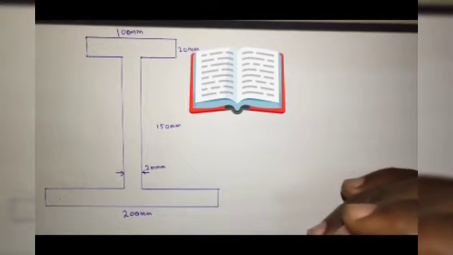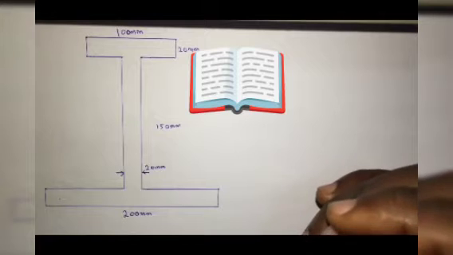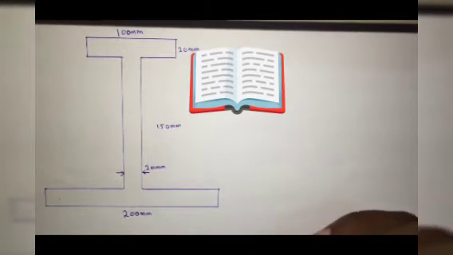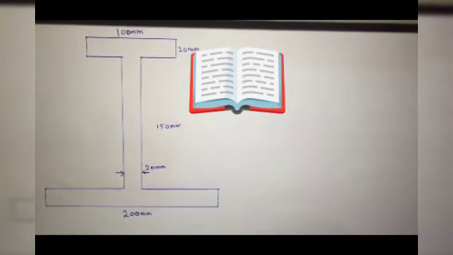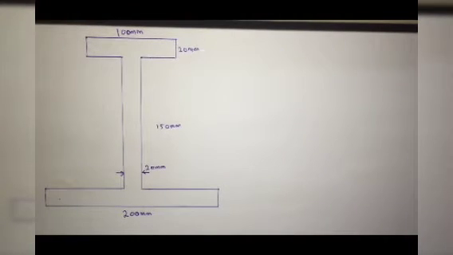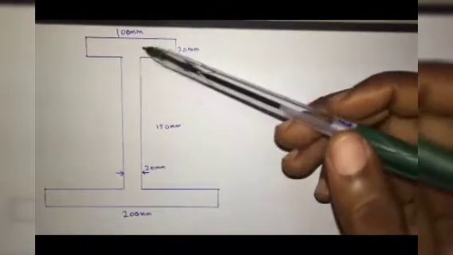This is an I section, and what we want to do now is to determine the moment of inertia of this I section. For you to get moment of inertia, you will have to get the centroid, or center of area, first. Starting with the centroid, we already know the steps for calculating it.